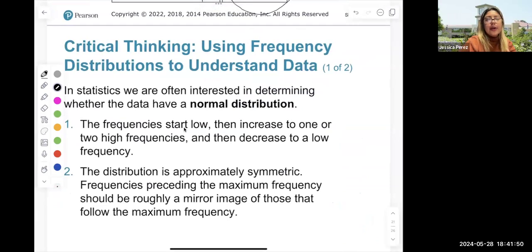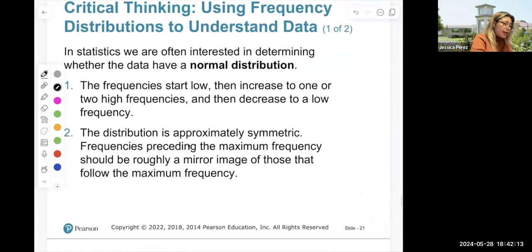In statistics, we are often interested in determining whether the data have a normal distribution. The frequencies start low, then they increase to one or two high frequencies, and then they decrease to a low frequency. The distribution is approximately symmetric. Frequencies preceding the maximum frequency should be roughly a mirror image of those following the maximum frequency. So it starts low, hits a peak, and then goes low again.